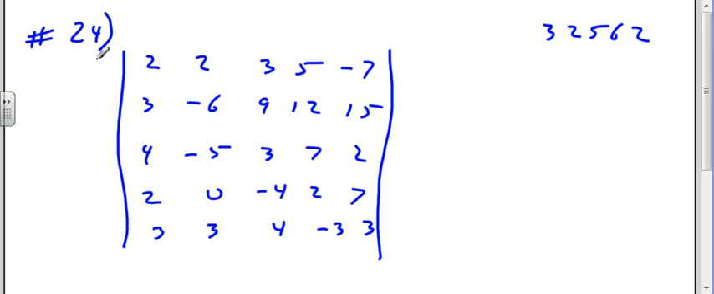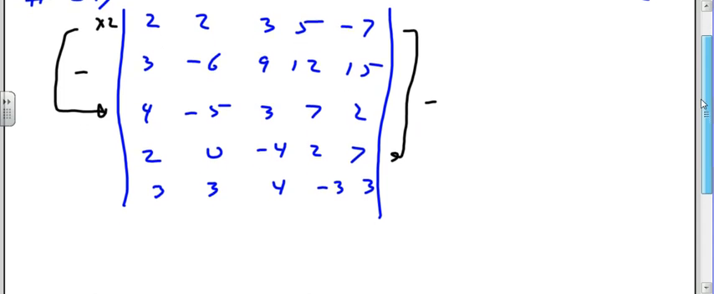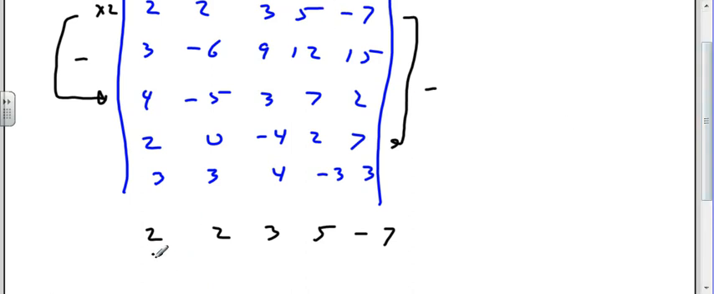All right, what we're going to do, I'm going to multiply this guy times 2, and I'm going to subtract it from that guy. And then I'm going to take this guy and subtract it from that guy. Okay, so I keep the top guy, 2, 2, 3, 5, minus 7. Multiply by 2 and subtract. 0, I like zeros, minus 9. I want to write down, I'm going to run out of room. Okay, I'm going to write down the next guy. 3, minus 6, 9, 12, 15.